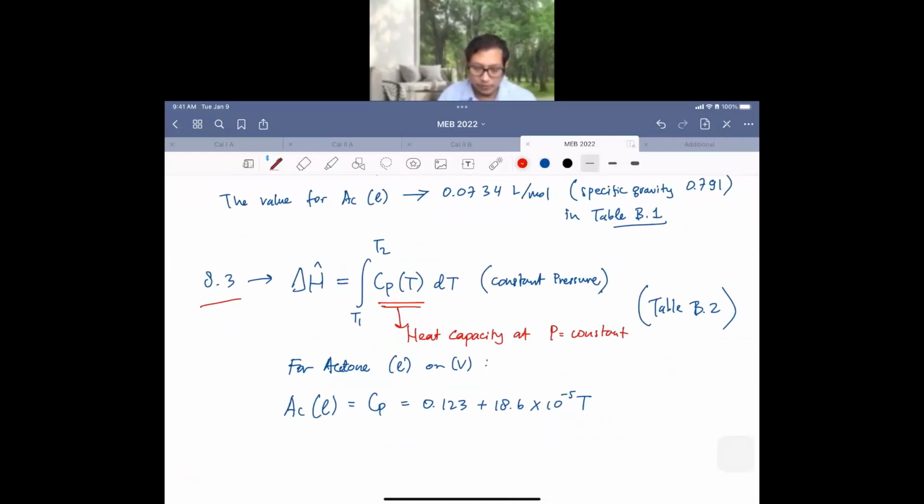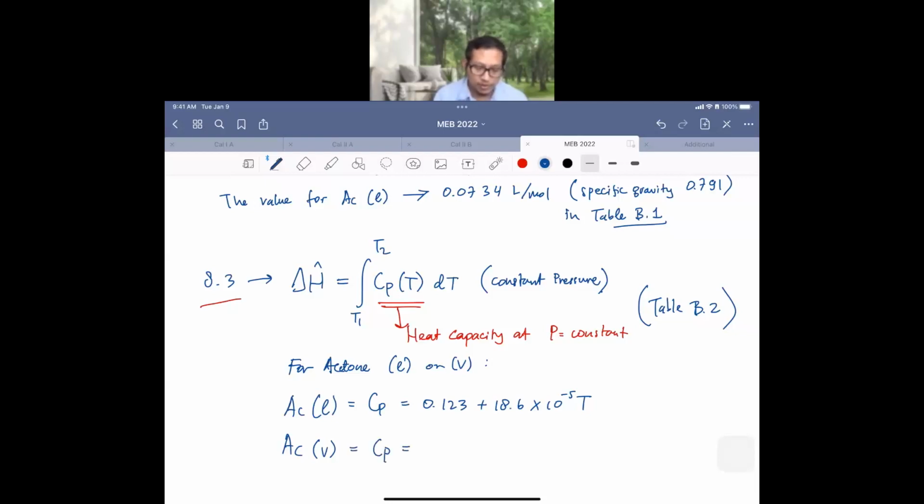So put the formula for Cp, and then you need to use the integral. I believe your calculators can do this for you. You just need to type in the formulation and type the temperature that changed. Aside from the liquid, you also have the vapor one.